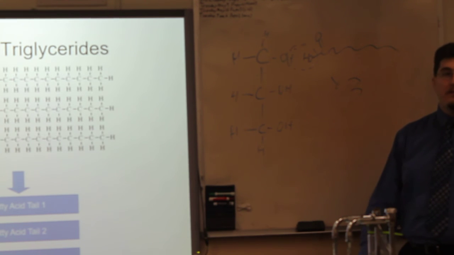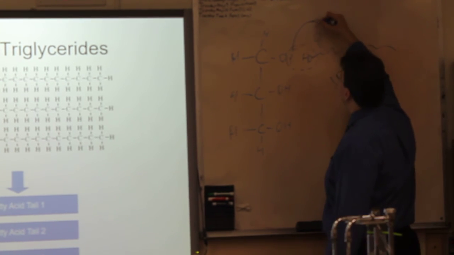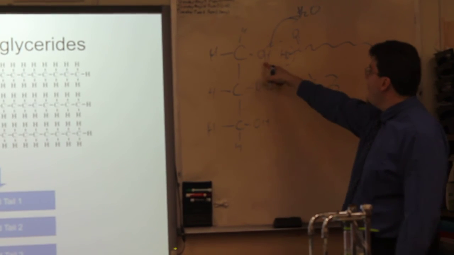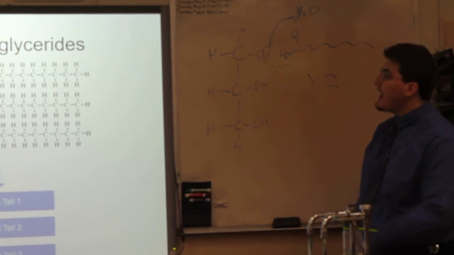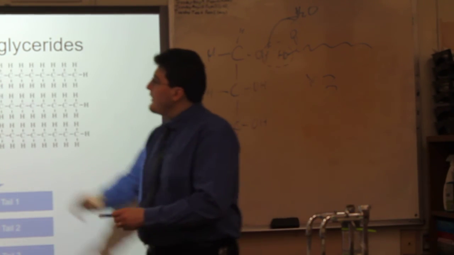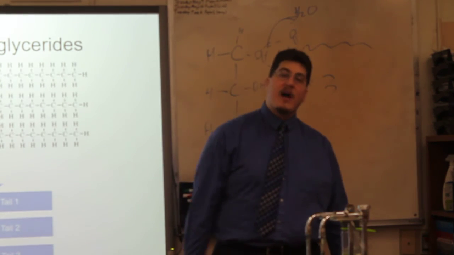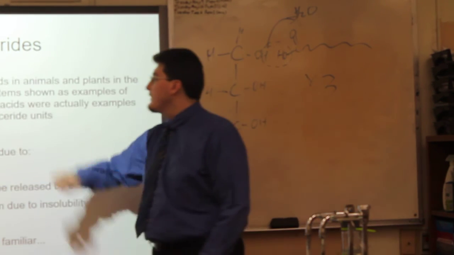Condensation reaction will form this. It will be formed by a condensation reaction. Water will leave and you will be left with a carbon-oxygen-carbon double bond, an ester, forming a fatty acid. A glycerol with 3 fatty acid tails. This will happen 3 times, you'll get 3 waters.